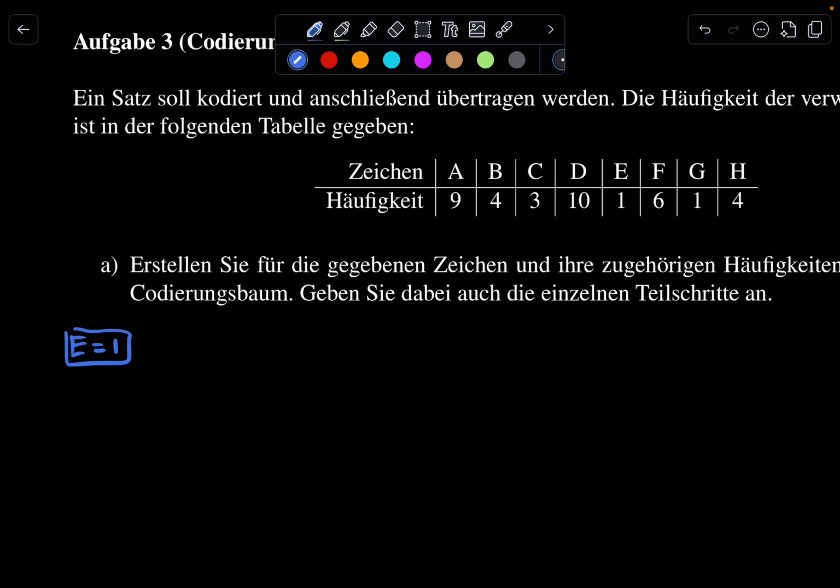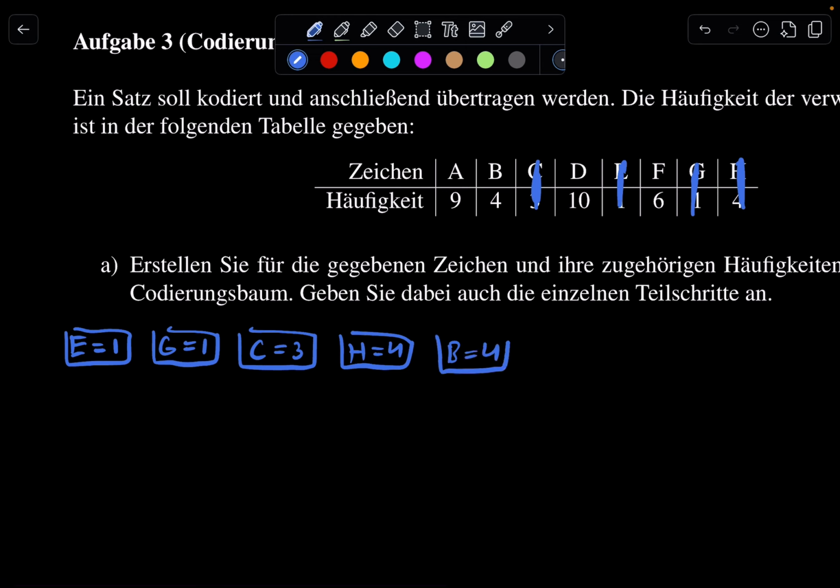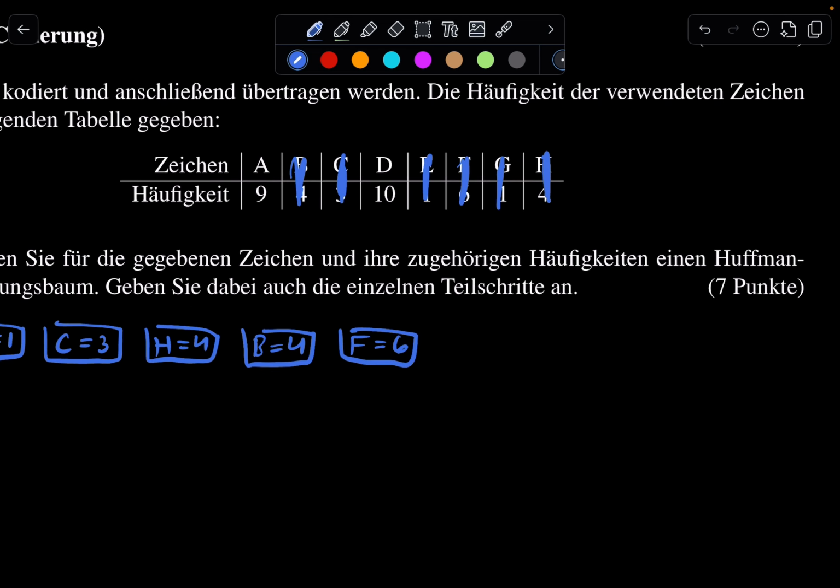So let's do that. Let's cancel out. G is 1, so we cancel out. Then the last is C equals 3. Cancel it out. H equals 4. Cancel it out. B equals 4 too. It doesn't matter. Then F equals 6. Right? Cancel out. A equals 9. Oops, that's a bit too much space, so we cancel this out. D is equal 10.